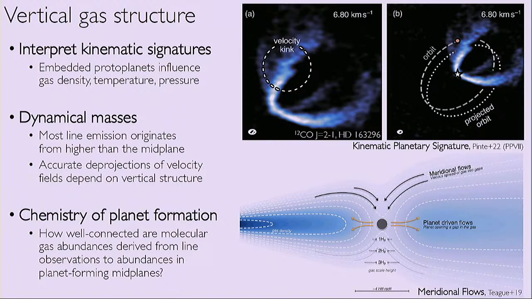And this is made all the more complicated by the fact that in a few systems, we see vertical flows. We can actually have material at very high elevations flowing down onto forming planets. And so this would also change our idea of the chemical reservoirs that are available to planets. It's not just in their local environments. They can actually see material that's much further away from them, much more vertically extended.